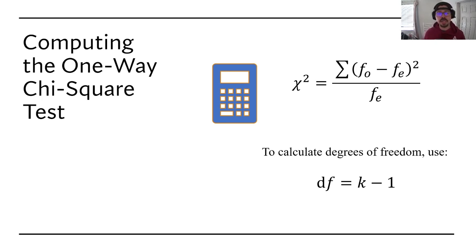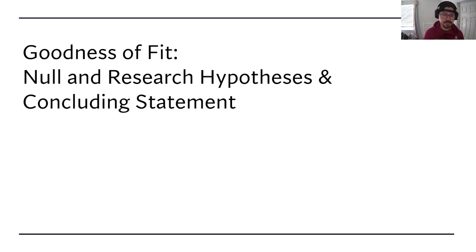There's also a unique degrees of freedom formula for the goodness of fit or one-way chi-square, and you would calculate that by degrees of freedom equals k minus 1. Remember, k equals your number of groups.